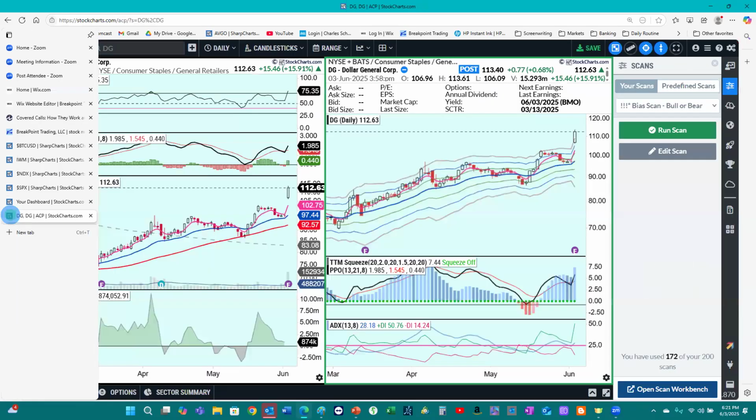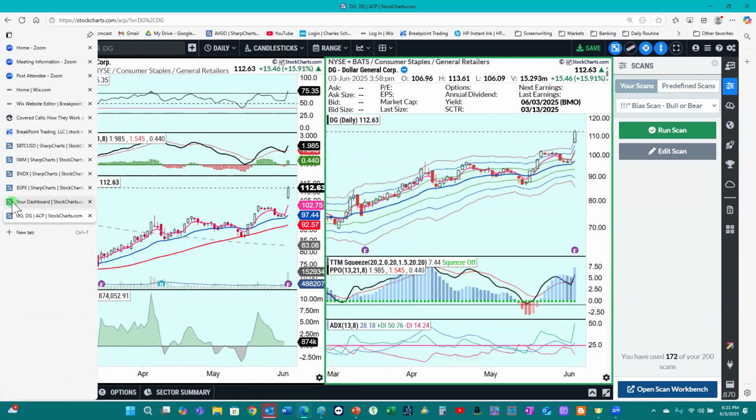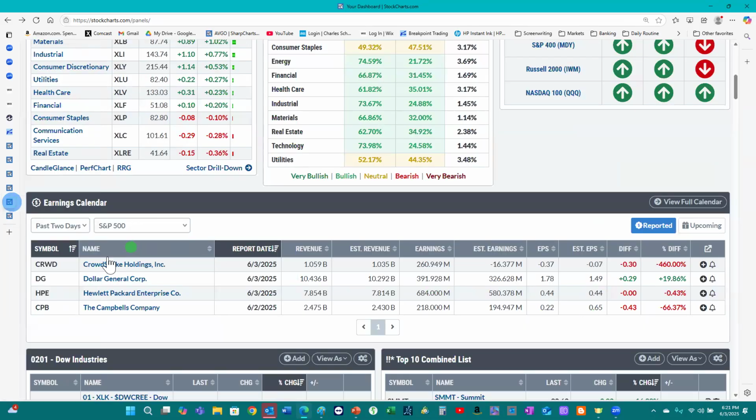So there's Dollar General. You can see a really nice day. They reported before the open, so clearly they had pretty good numbers. If we look at this again, you can see CrowdStrike right here is minus 460%, so that's probably not going to look too good. Dollar General up 20%. This is earnings versus estimated. So estimated was $1.49. The earnings came in at $1.78. Over here, estimated was minus 7 cents, came in at minus 37 cents for CrowdStrike.